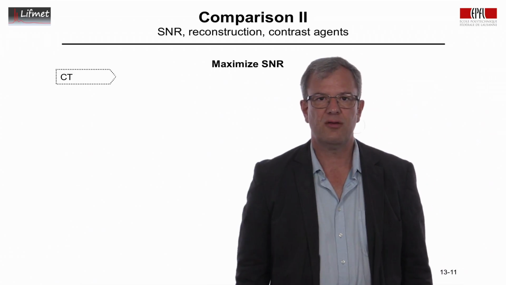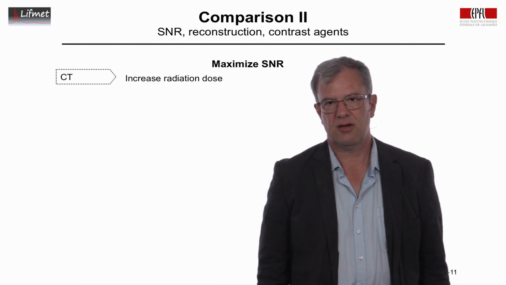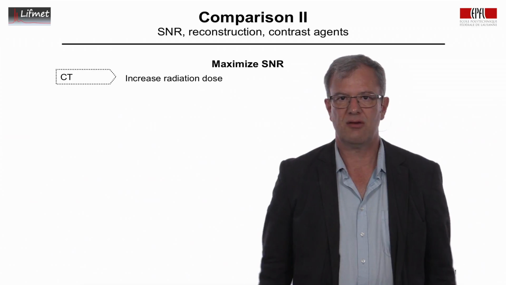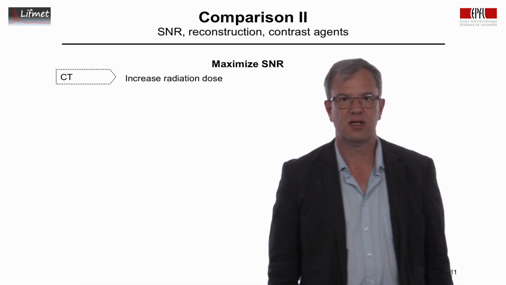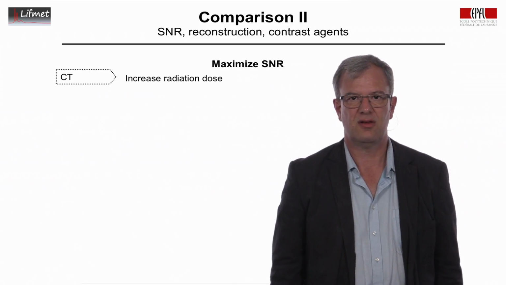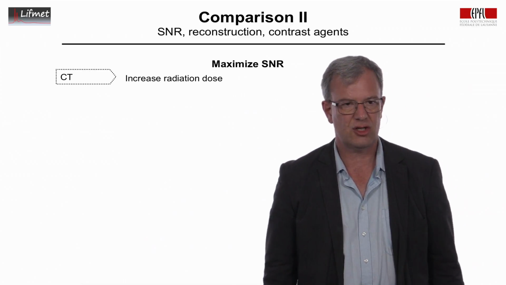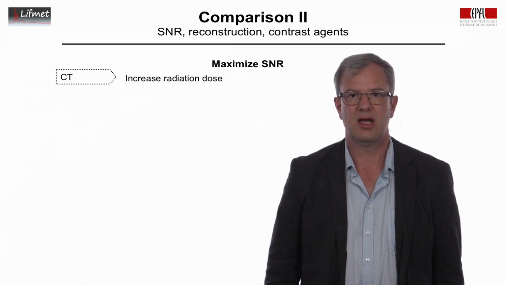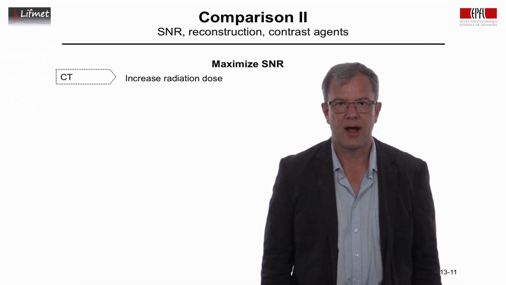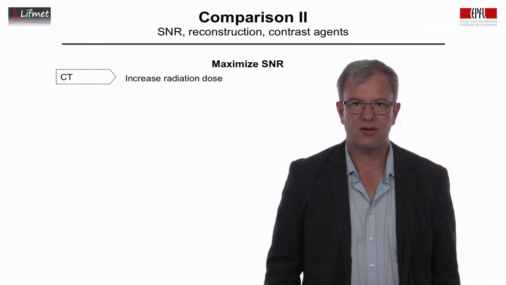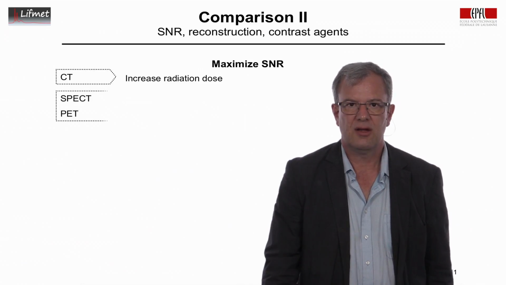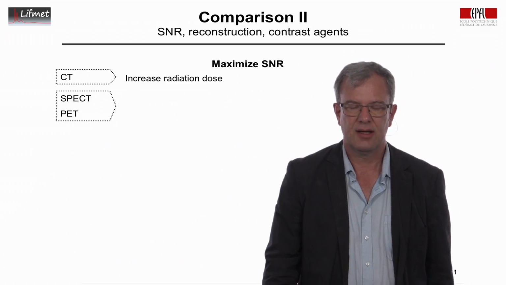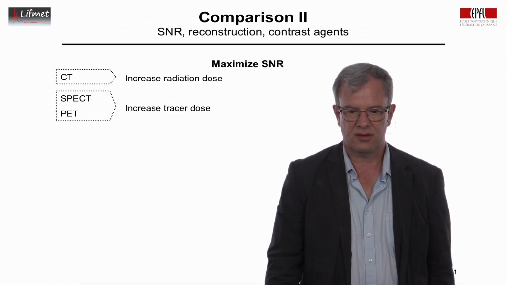For computed tomography, this is actually relatively simply done. It is, we increase the radiation dose. We bombard the organ with more photons, then we increase the sensitivity there. So we increase the radiation dose. Practically, this is done by increasing the filament current and voltage. For the techniques SPECT and PET, we can increase the tracer dose.